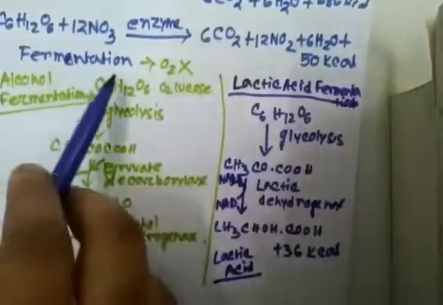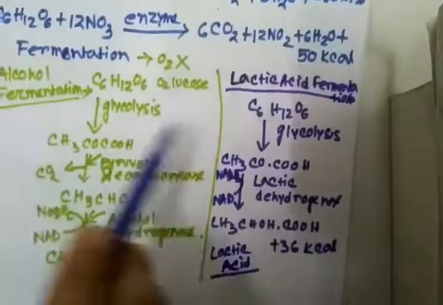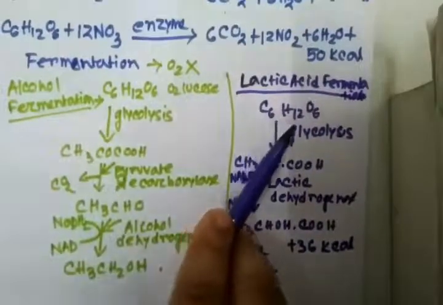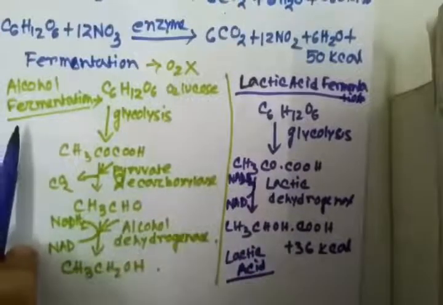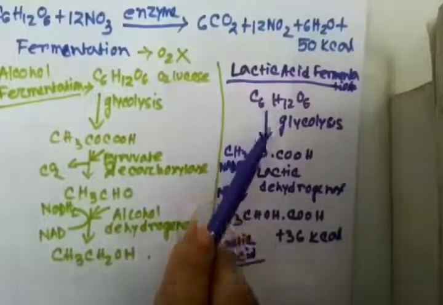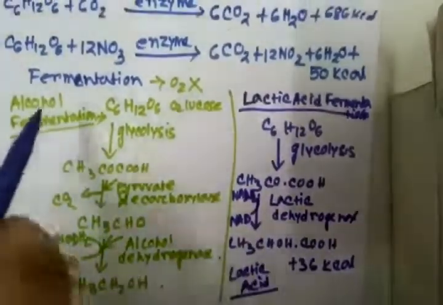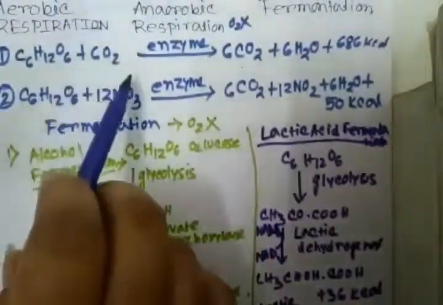So fermentation is divided into two processes. One is alcohol fermentation, another is lactic acid fermentation. In the alcohol fermentation we get the ethyl alcohol, and in the lactic acid fermentation we get the lactic acid. And now we will talk about the aerobic respiration.